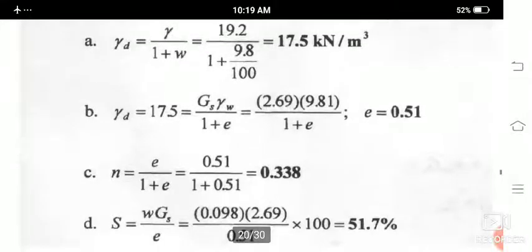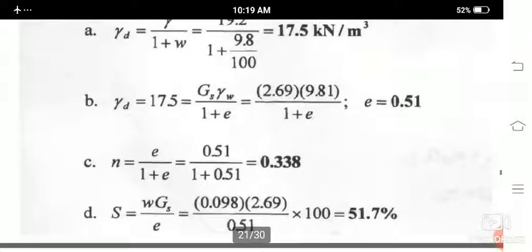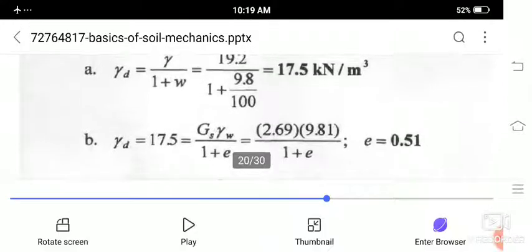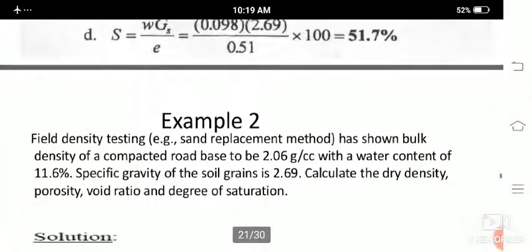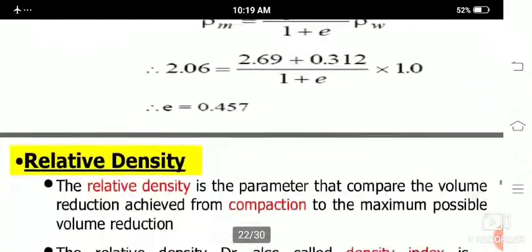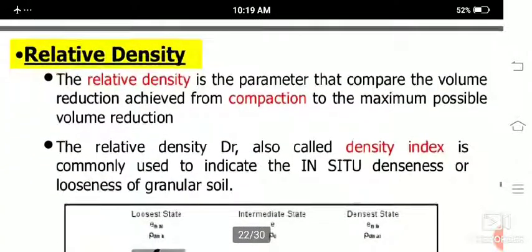Next is degree of saturation. You have to give the values of W, which is already known to you, and the Gs value, which is already given in the question, and you have the value of void ratio that you are going to insert. Then you will get the degree of saturation here. If you see, you will be doing problems on this.